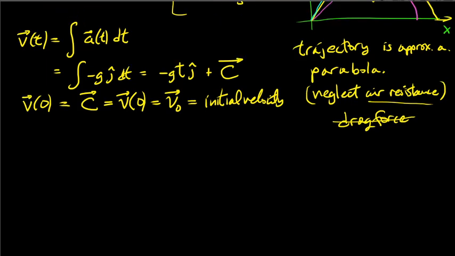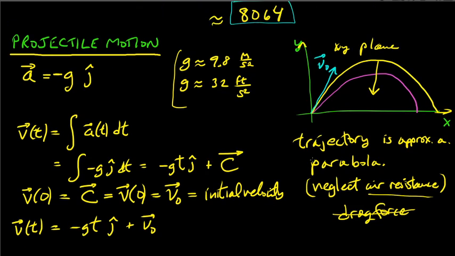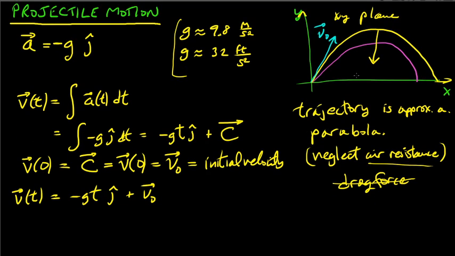Okay, so let's make that official here. v of t is just going to be negative g times t times the unit vector j, plus v0. So that's the velocity at any given time. That tells you how fast you're going and in what direction you're traveling.